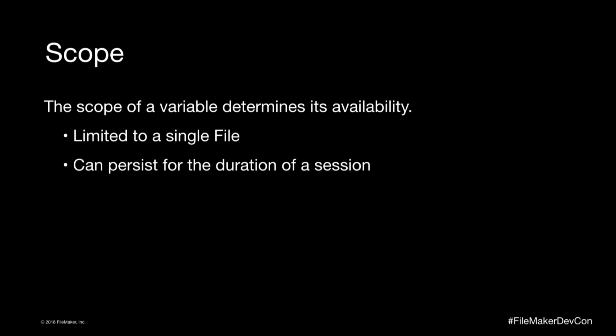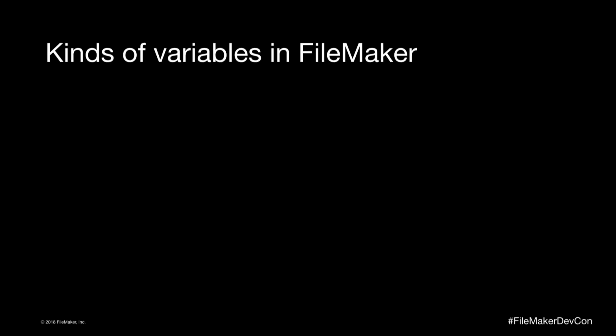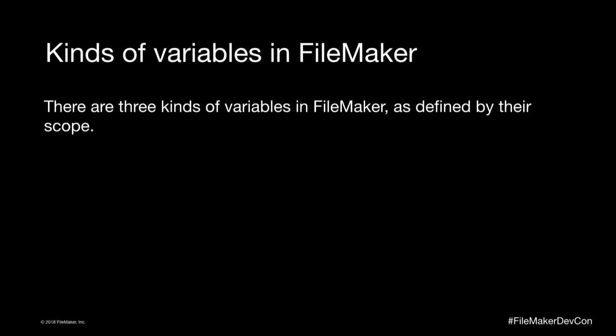They can persist for the duration of a session, right? And your session means when you first log on until the time that you log out. So there's some different kinds of variables in FileMaker, and they're defined by their scope. First, we have global variables, and a global variable is denoted with a double $ sign, right? And that's the one that's going to be available application-wide, meaning your FileMaker file, right? So file-wide.